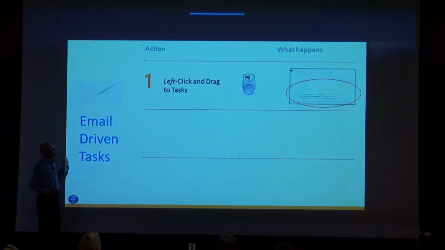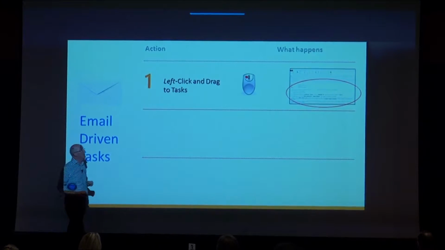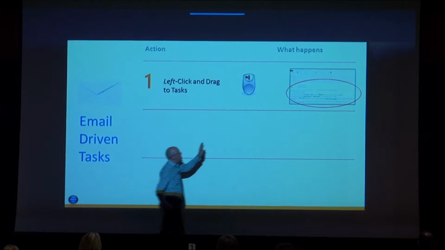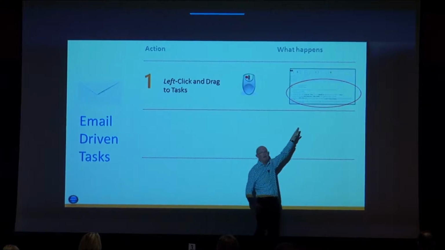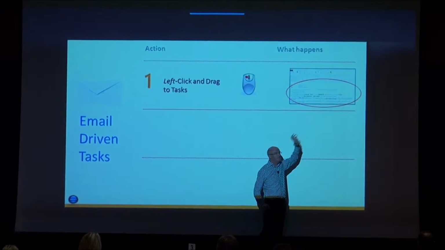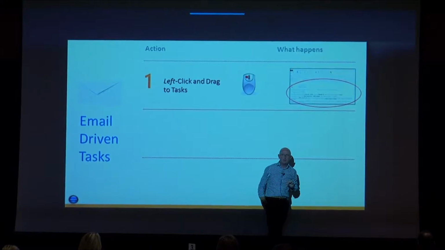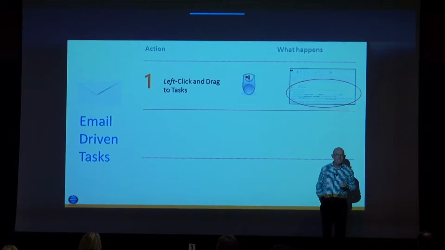The first strategy is to simply left-click and drag the email onto your task folder in the navigation bar. I'll demonstrate this in a second. Now, when you left-click and drag an email onto your task folder, it simply copies the text of that email into the task. It doesn't move the email, it doesn't bring the actual email itself, it just copies the text.